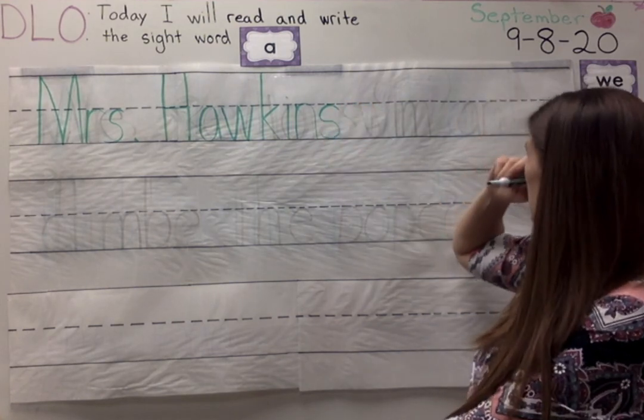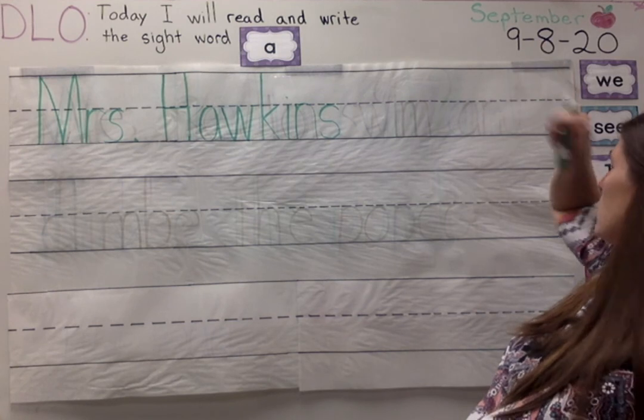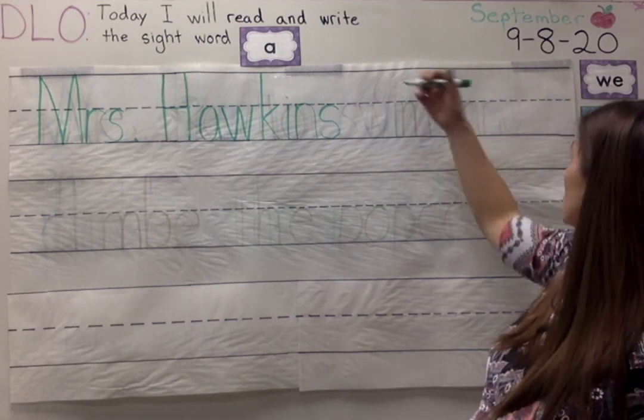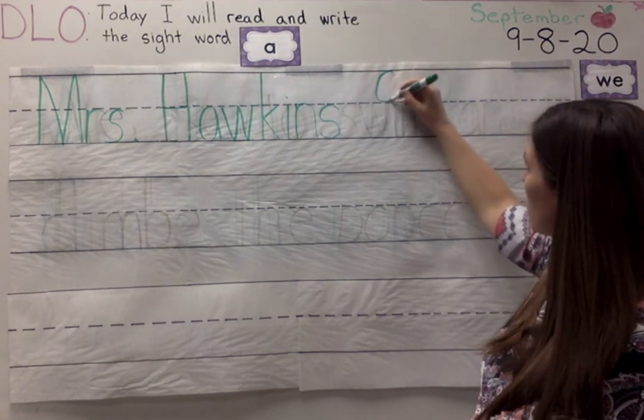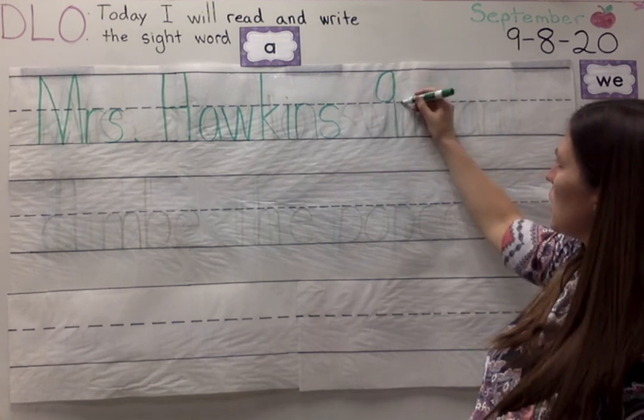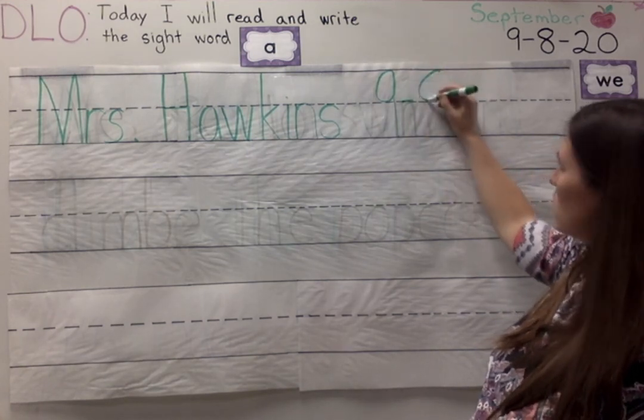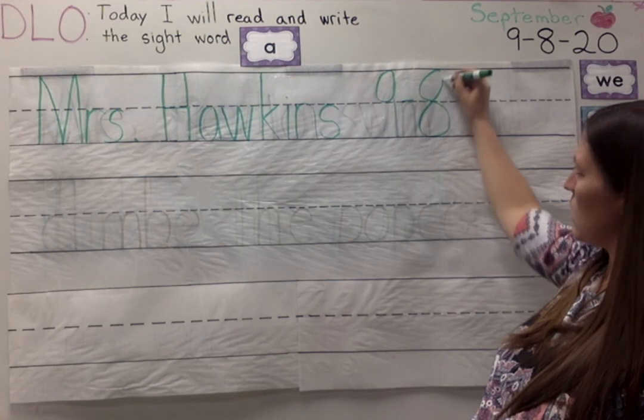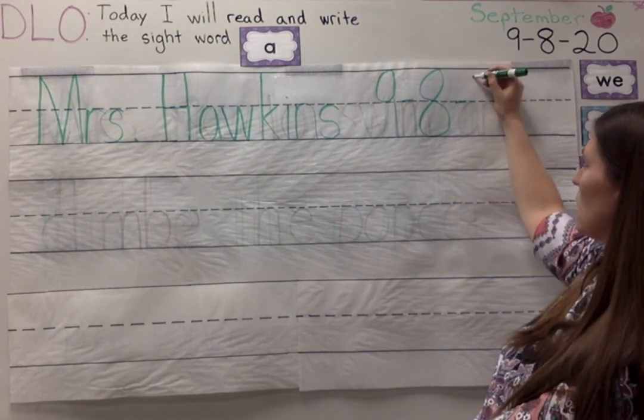Mrs. Hawkins. My date today is September 8th, 2020. So I can write 9-8, make an S and close the gate. That's the way you make an 8. 20.